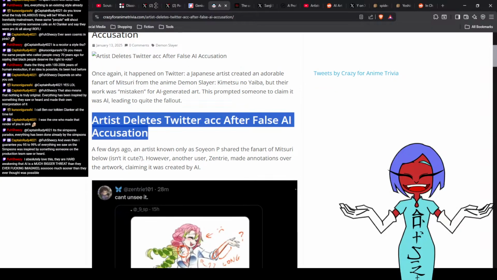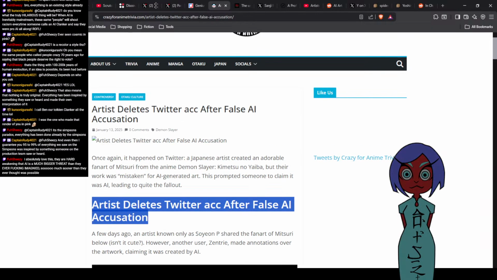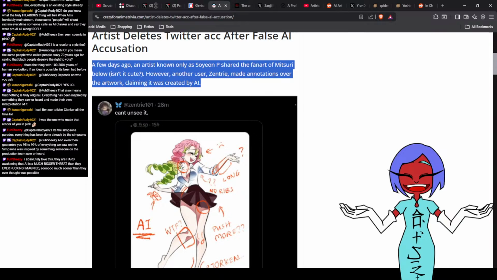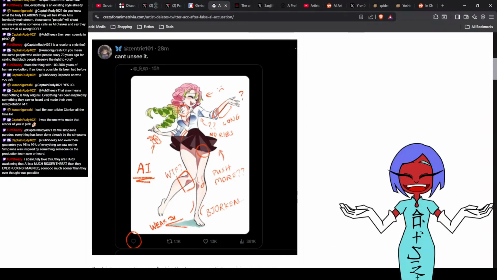Artist deletes Twitter after false... Okay, I don't know why they did that. A few days ago, an artist known only as Soyeon P shared the fan art of Mitsuri below. Isn't it cute? However, another user, Zentrie, made annotations over the artwork claiming it was created by AI. Now, can't unsee it. And here we go, right?